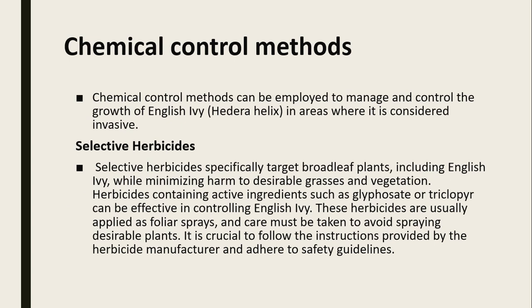So here are some chemical control methods by which we can control English ivy. First of all, we will discuss selective herbicides. Selective herbicides specifically target broadleaf plants including English ivy, while minimizing harm to desirable grasses and vegetation. Herbicides containing active ingredients such as glyphosate or triclopyr can be effective in controlling English ivy. Because English ivy has rapid growth, it is also important to reduce its growth.